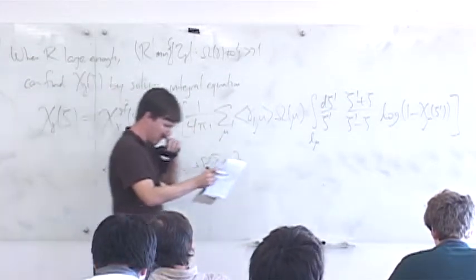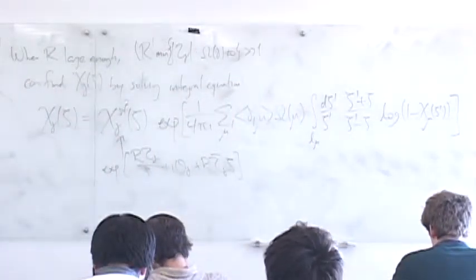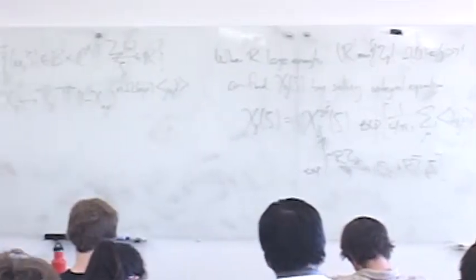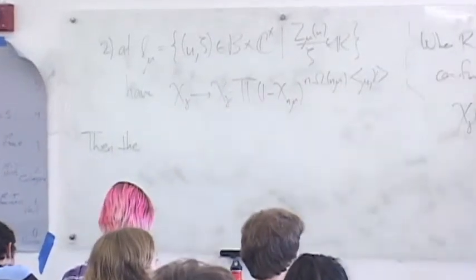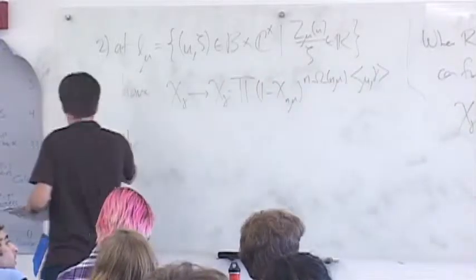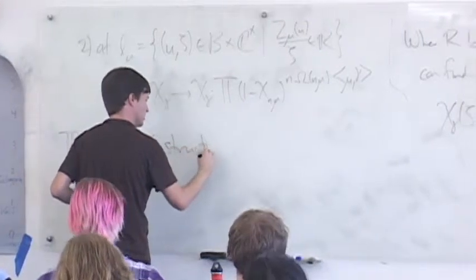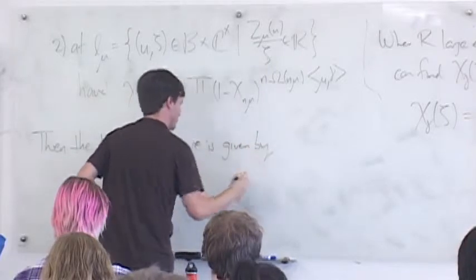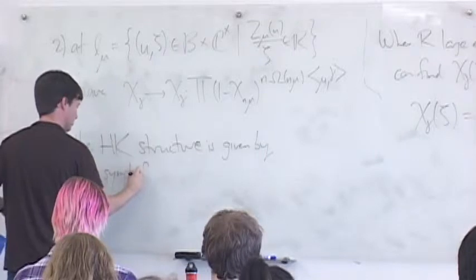So this is some sort of effective procedure. Imagine that you've solved this equation, which you can really do. You can actually do it on a computer. And then the hyperkähler structure is given by, well, completely determined by the holomorphic symplectic form. Well, it's always determined by the holomorphic symplectic form.